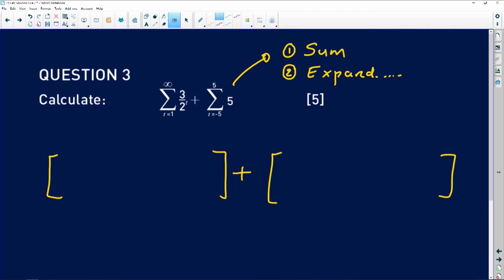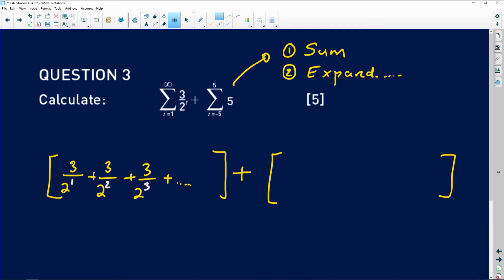So I'm going to write this as 3 over 2 to the power of 1. Very important. Plus 3 over 2 to the power of, our t changes now to a 2, plus 3 over 2 to the power of 3. And this can go on and on and on until the second coming. And then that's the first part. We need to go all the way to infinity, so I don't know where it's going to end.